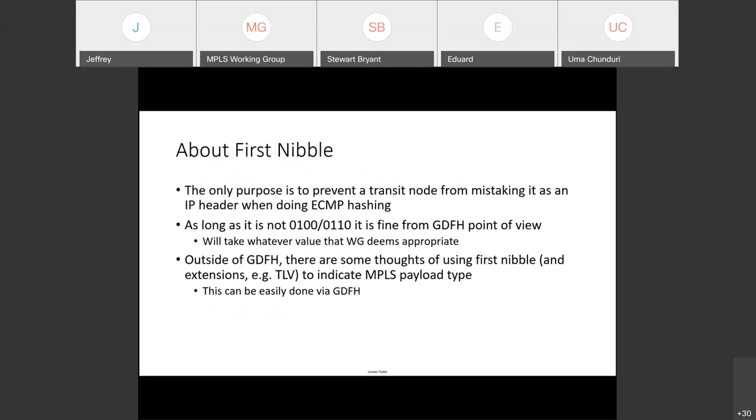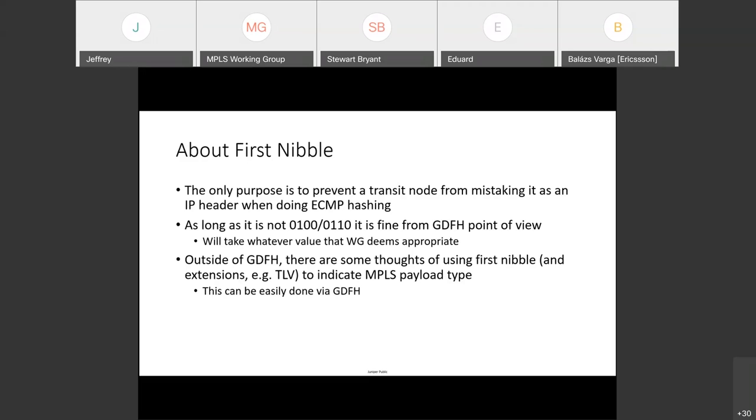So now about the first nibble. In this proposal, the only purpose is to prevent a transit node from mistaking this as an IP header. So as long as it's not a 4 or 6, it's fine from GDFH's point of view. But I think in earlier discussion we were leaning towards 0000, right? So basically whatever the working group deems appropriate, it's fine with us.